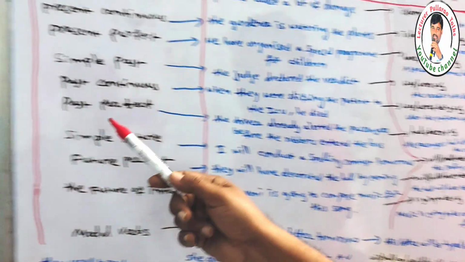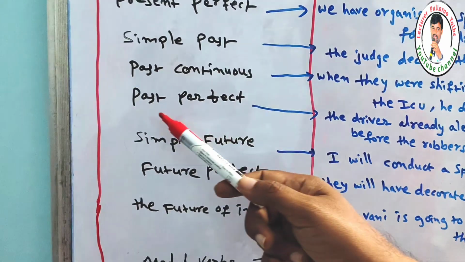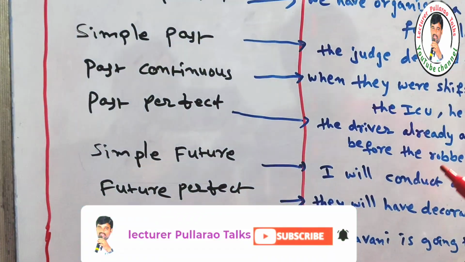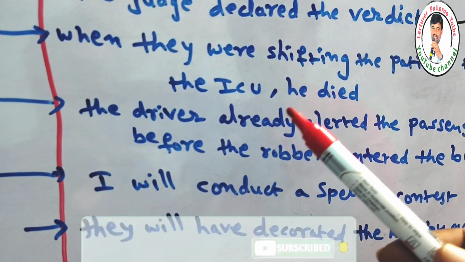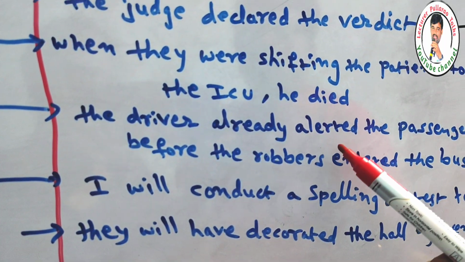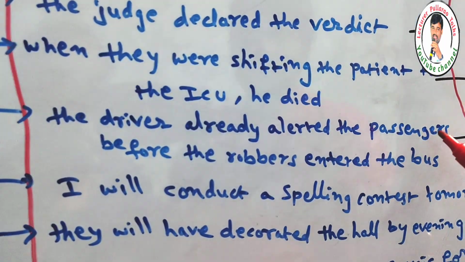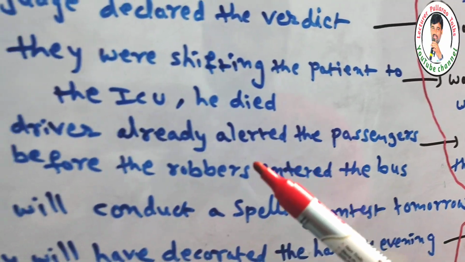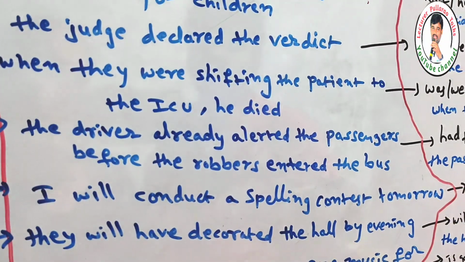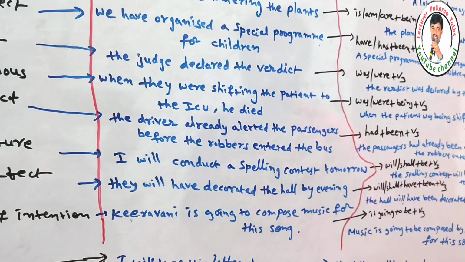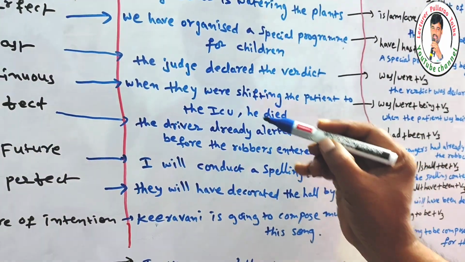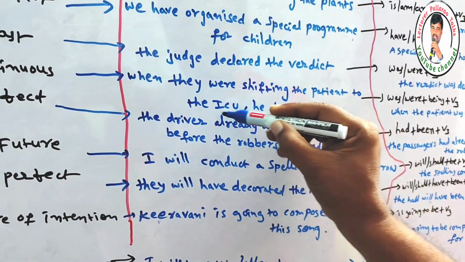And next, past perfect. Now, this is an example. The driver already alerted the passenger. Okay, the driver had already alerted. I forgot to write, the driver had.